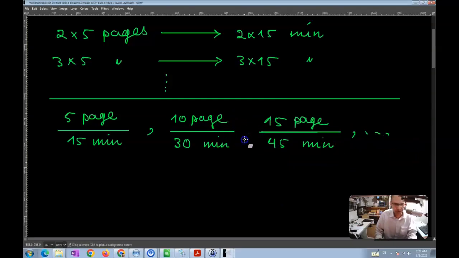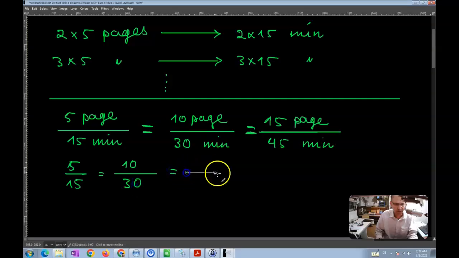So instead of separating these with commas, I can simply say that these are equal, right? They simply refer to the exact same thing. And then, just for a second, if I forget about the pages and minutes in the numerator and the denominator, I can write 5 over 15 is the same thing as 10 over 30, which is the same thing as 15 over 45, and so on and so forth.